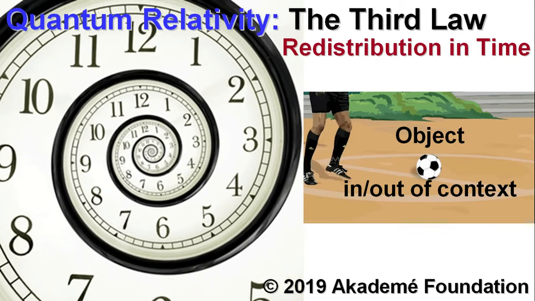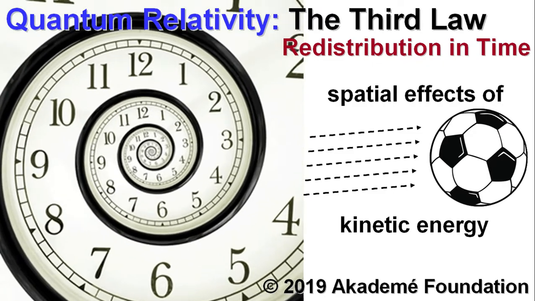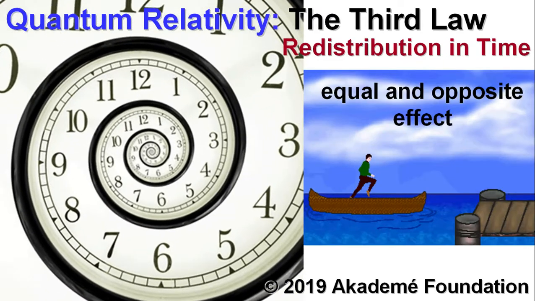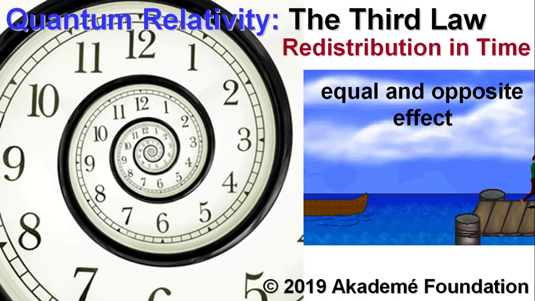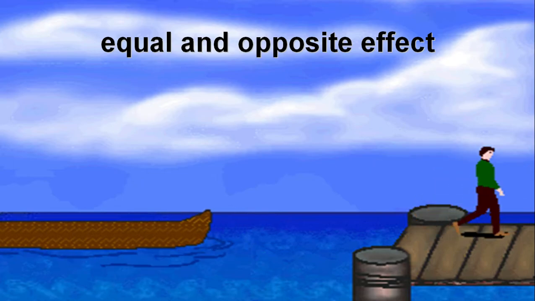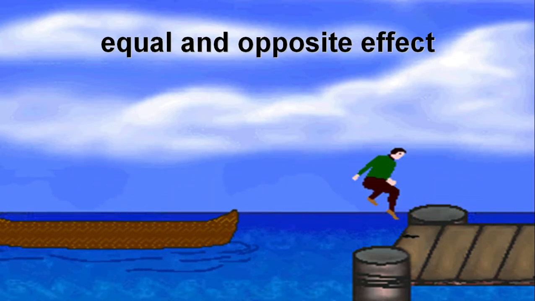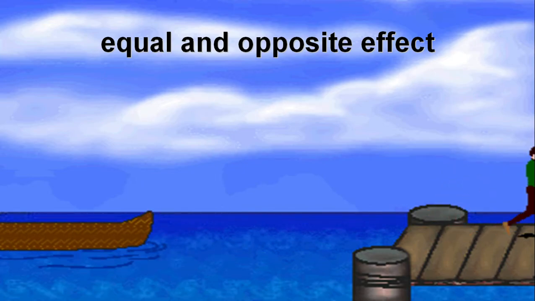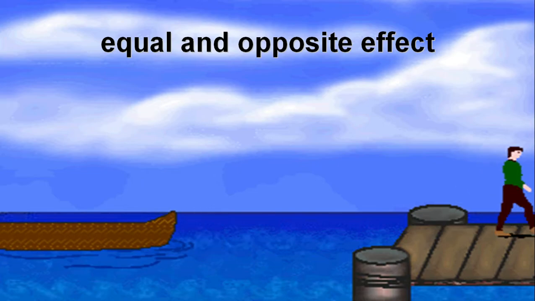The laws first describe the space of an object, the spatial effects of energy on the object, and now we can start the clock to see the equal and opposite changes across time. Here the water is reduced friction so the boat is more free to move opposite the person running. Equal and opposite isn't always this tidy, especially when kinetic energy and space-time definitions get involved.